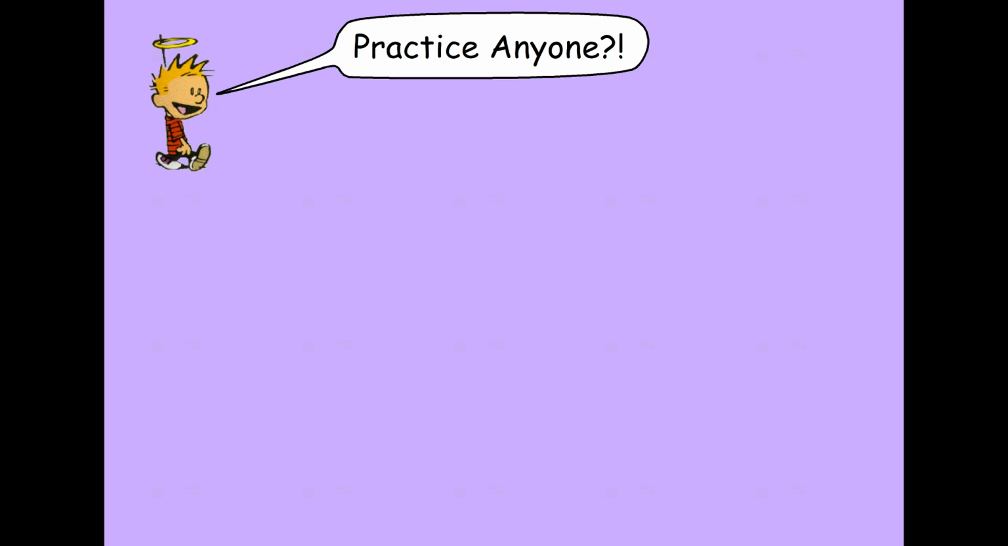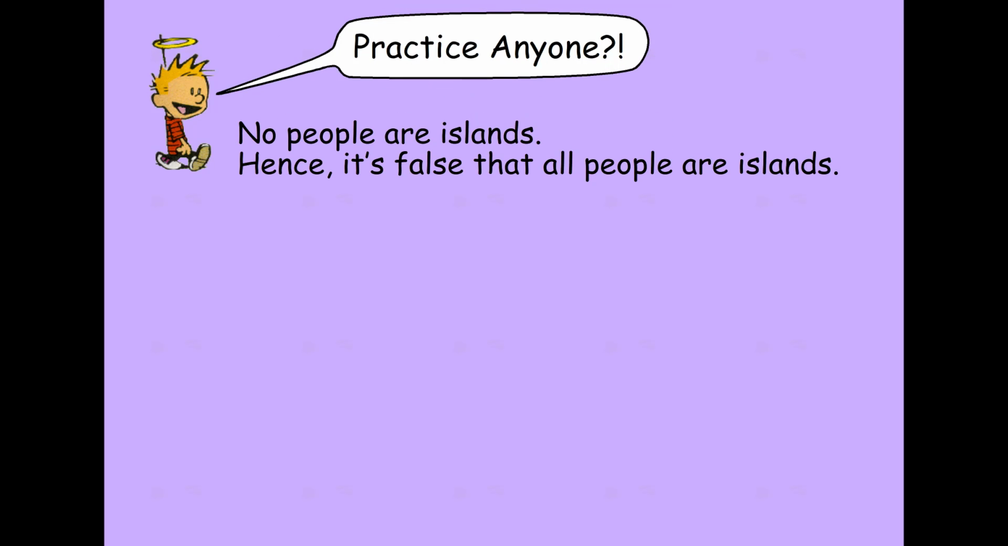Let's look at a couple of examples to see how we test using our new modified effective decision procedure. So here we have an argument. No people are islands, hence it's false that all people are islands. So I'm going to start off in Boolean logic.